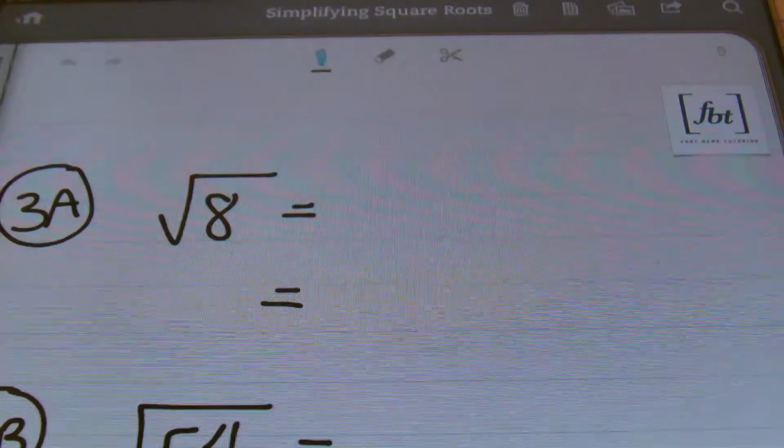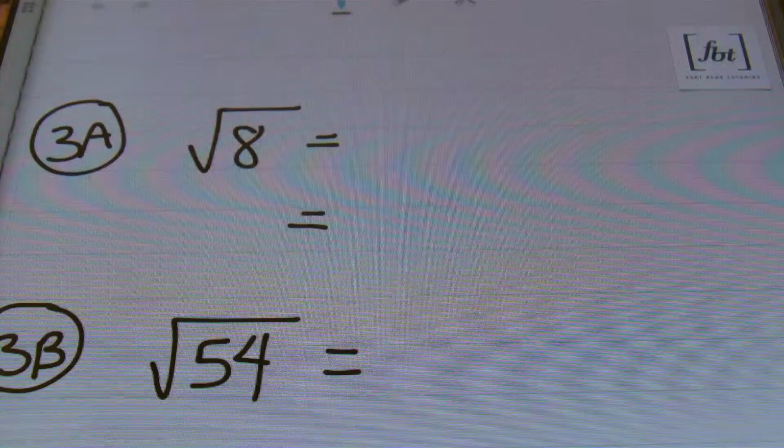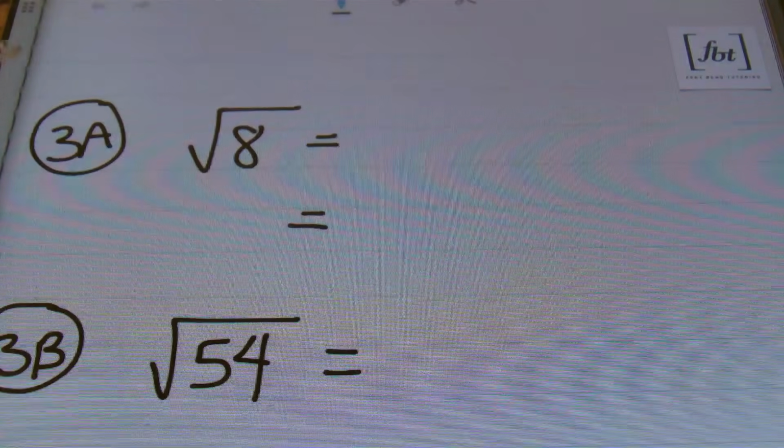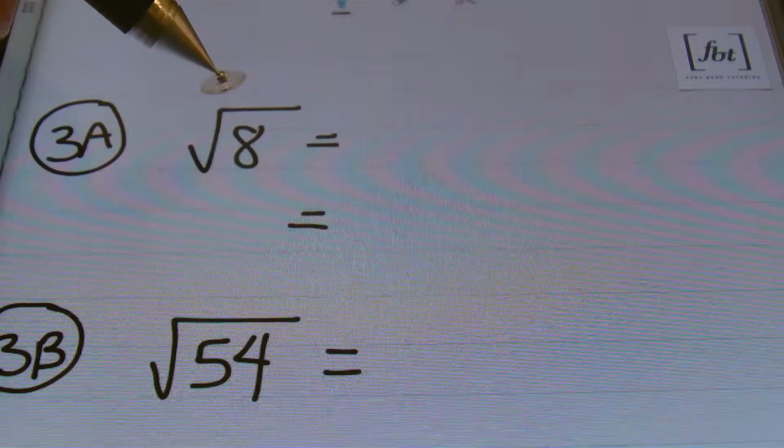All right, let's keep things moving here. Next problem. Problem 3a, we have the square root of 8. All right, and we want to simplify that. Now, according to the chart that I gave you at the beginning of the tutorial here, 8 is not a perfect square.